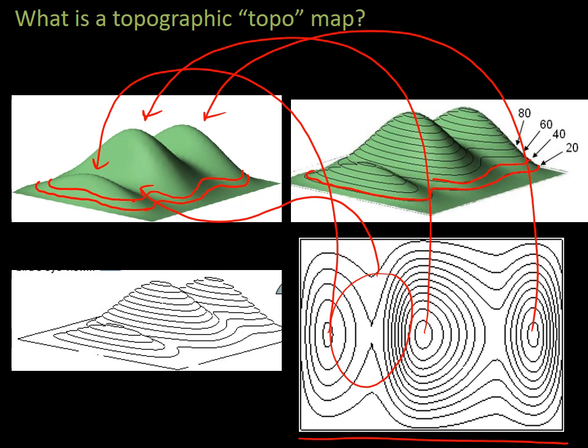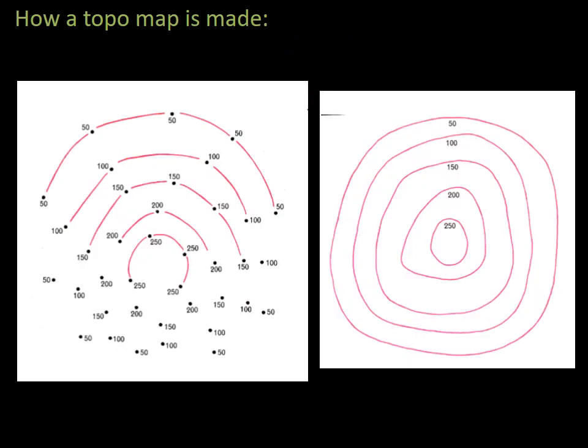So how do we go about making a topographic map? Let's start with a simple case. Here we're in bird's eye view, map view, looking down from above on a landscape. And imagine someone has gone out and measured the elevation of a bunch of points.